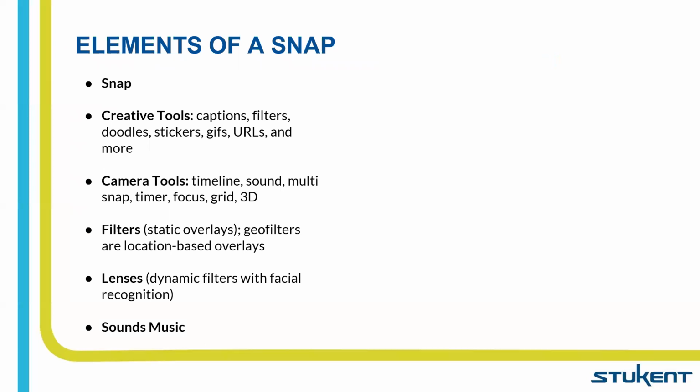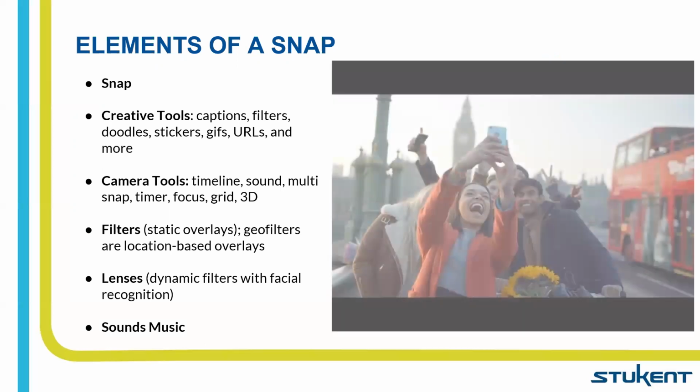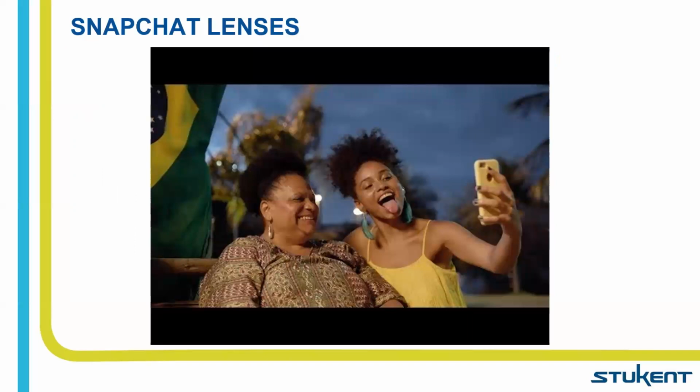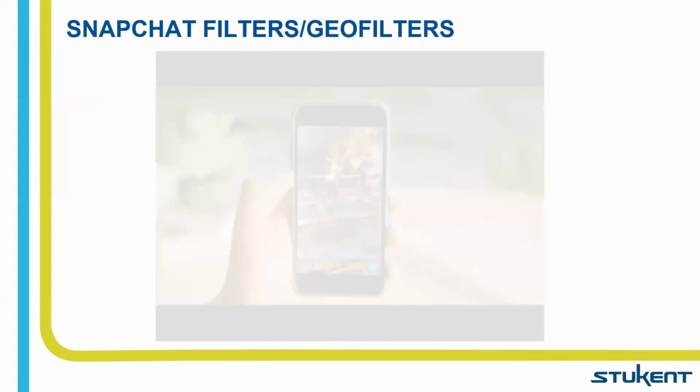Now you have all these different elements of a snap. I'm not going to go through all of these. The ones that are probably most popular: filters, lenses, and music. But creative tools are where you can provide links, and there's a little bit more of a business application. That's the difference between a filter and a lens. A lens is more of an augmented reality piece where you can turn your face into a taco. A filter is more of a background. It just changes the look in general.